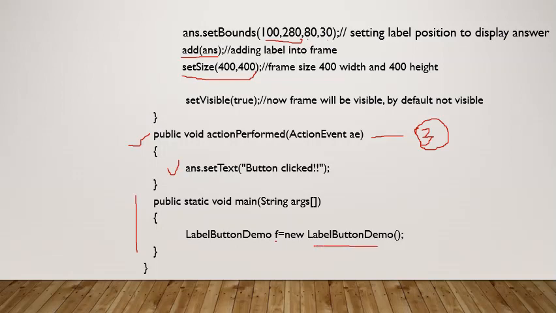So the control will go to the constructor of the previous slide, and the labels and button will be created. In the constructor, setBounds will be called on all these components, then the components will be placed, then the registration will be done, and setVisible(true). And then whenever you handle the event, that is, whenever you click on the button, this actionPerformed will be executed. I hope you have understood.